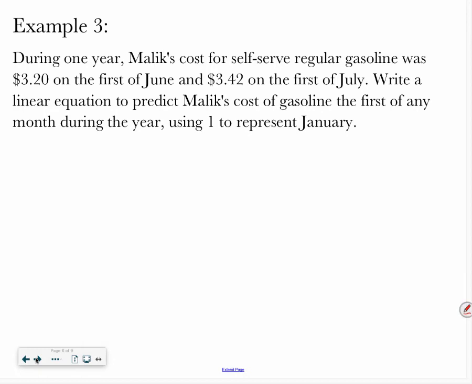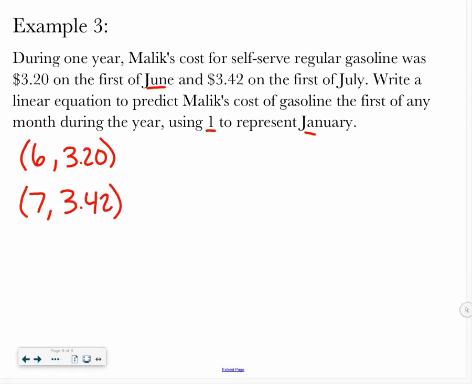Okay, so first let's think. We're talking about time, right? We're talking about months, which represent time. So those are going to be our x values. What number should we use to represent June? We know that 1 represents January, so that means June is going to be 6. And what went with June? $3.20. What about for July? That's represented by a 7, and we had $3.42. So we have 2 points, and now we need to find our slope.